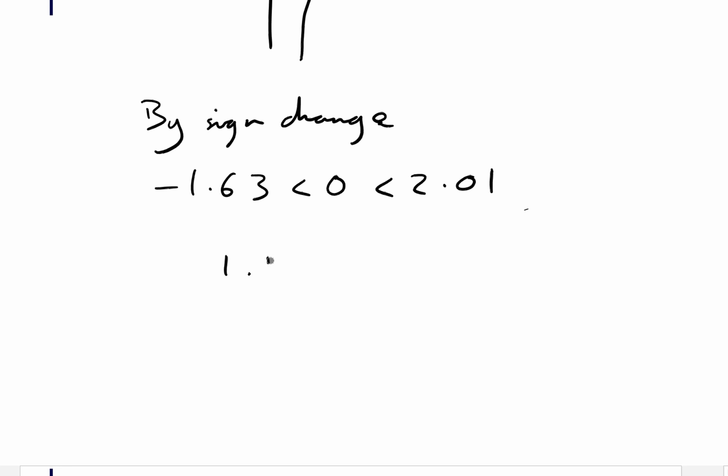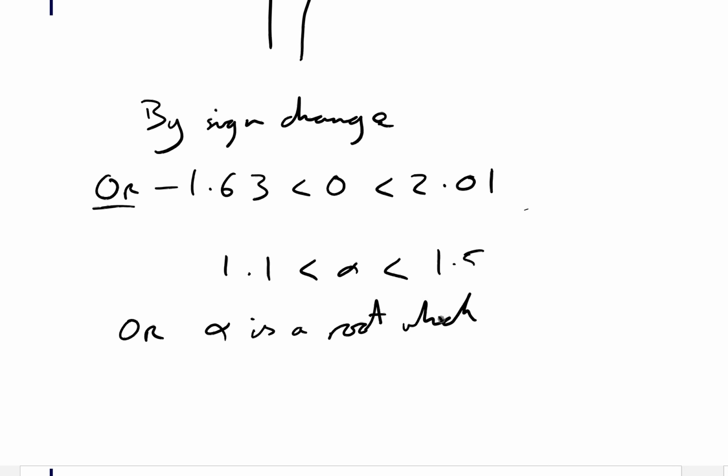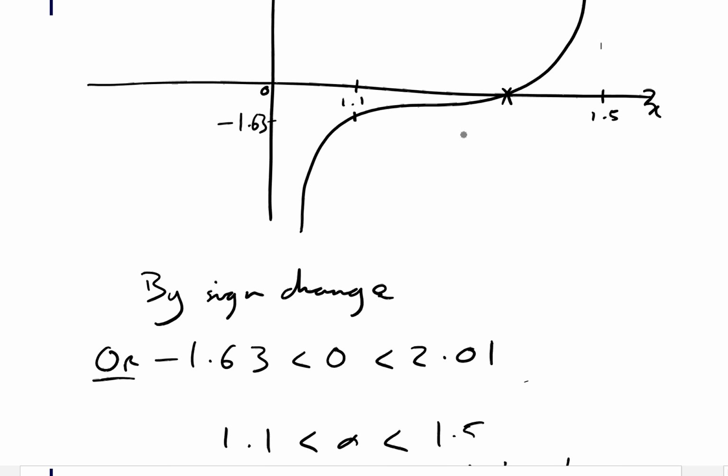Then alpha must lie between 1.1 and 1.5, or you can say alpha is a root which lies between 1.1 and 1.5. Okay, basically saying that there's a number, let's call it alpha, which corresponds to a root, which will lie between 1.1 and 1.5, and that's pretty clear to see from the graph. If you say those two things, you get 2 marks.